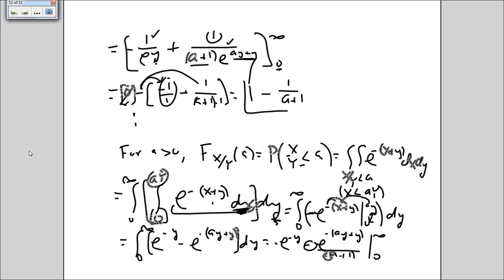This answer is fine, or you can get a common denominator. 1 is (a plus 1) over (a plus 1). Minus, and this is clearly 1 over (a plus 1). The numerator is a, the bottom is a plus 1. Okay, that completes this section. Jointly distributed random variables.